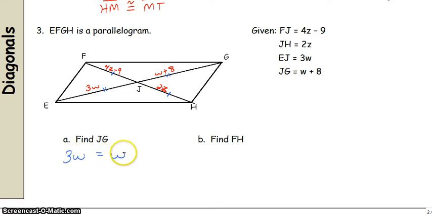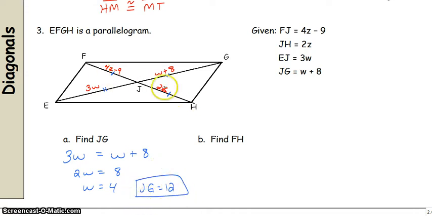3w equals w plus 8. So 2w equals 8 and w equals 4. Use substitution to find that JG equals 12.